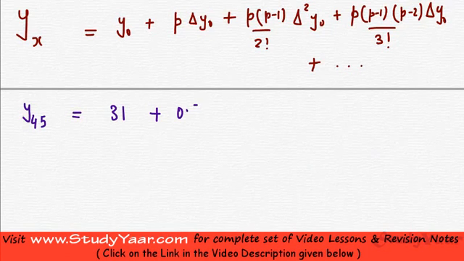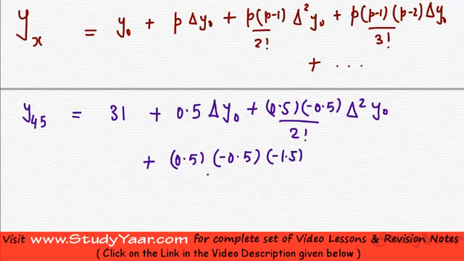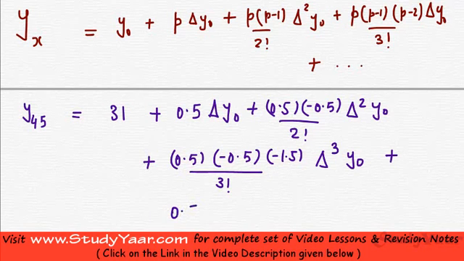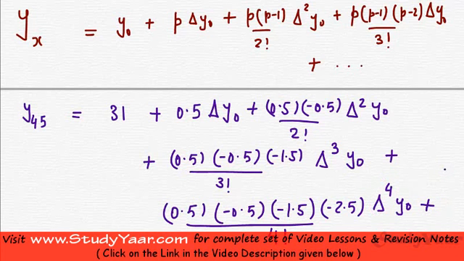So you have 31 plus 0.5 into delta y0 plus 0.5 into 0.5 minus 1, which is minus 0.5, upon 2 factorial into delta square y0 plus 0.5 into minus 0.5 into 0.5 minus 2, which is going to be minus 1.5, upon 3 factorial delta cube y0 plus you have 0.5 into p minus 1, which is minus 0.5, into p minus 2, which is minus 1.5, into p minus 3, which is minus 2.5, delta raised to power 4 y0 upon 4 factorial. Okay, you won't have plus anything because all the higher order forward differences are going to be 0.